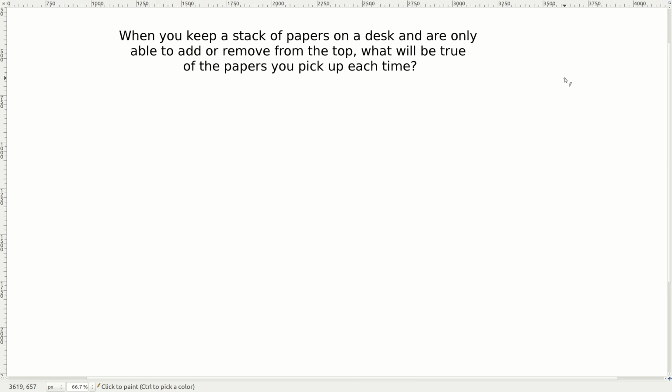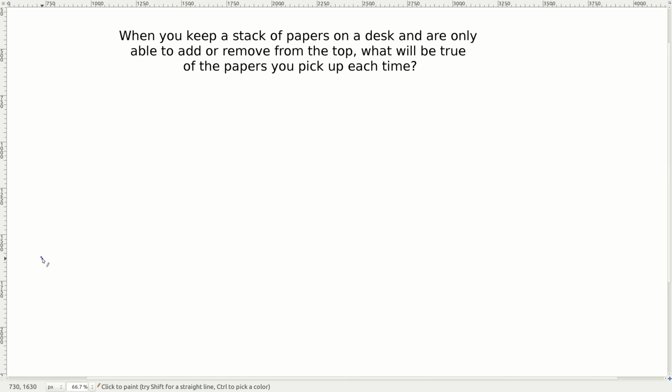As I often do, I have a question here for you to start off our thinking about our topics for today. If you keep a stack of papers on a desk where one is piled on top of another, and you're only able to add or remove from the top of that stack, say you don't want things to fall over, so you don't try to mess with things in the middle, I want you to think about what will be true of the papers you pick up each time.